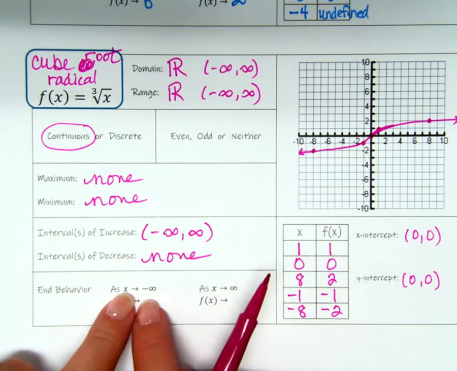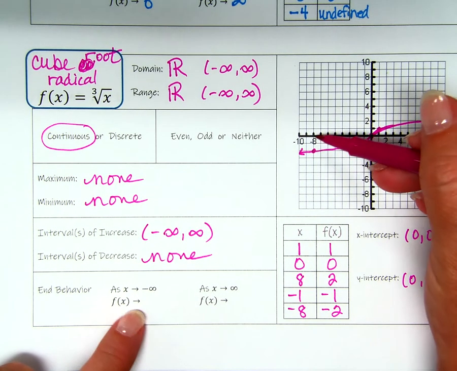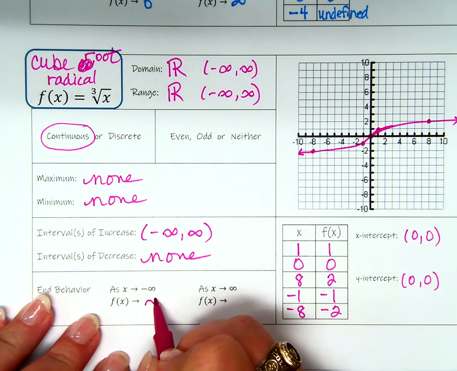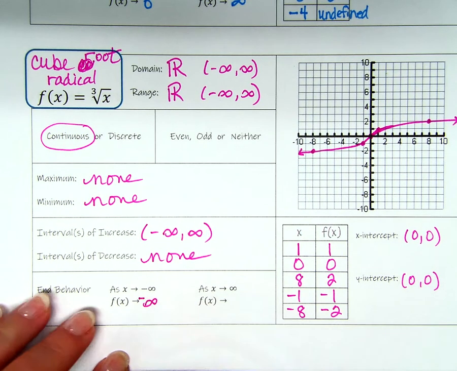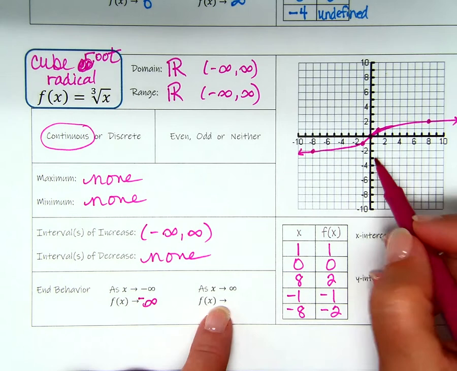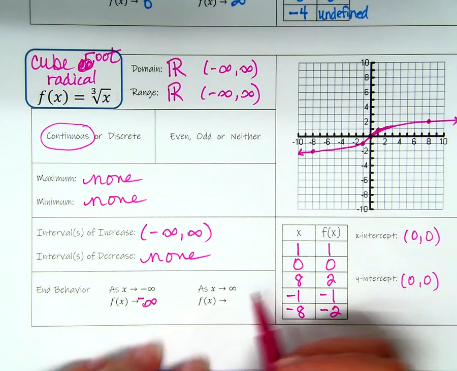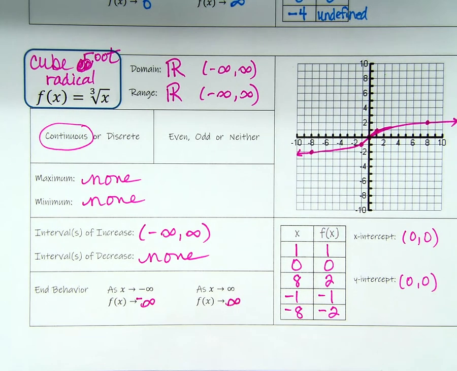So as x's are moving to the left, where's the y going? All the way down, right? So negative infinity. As x's are going to the right, where are the y's going? All the way up. So positive infinity. Okay. Questions? You good?